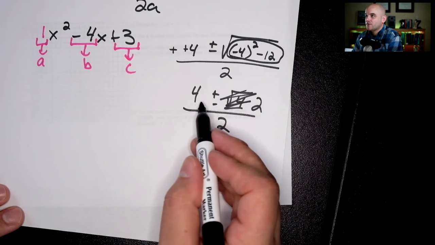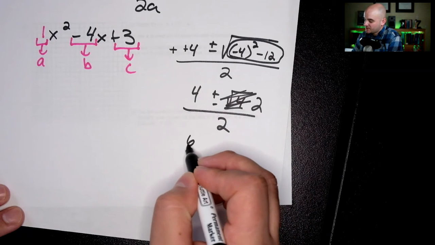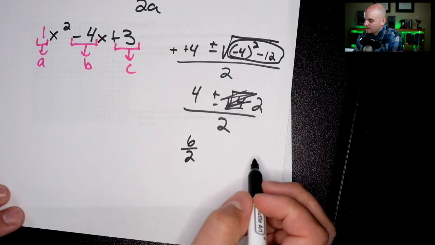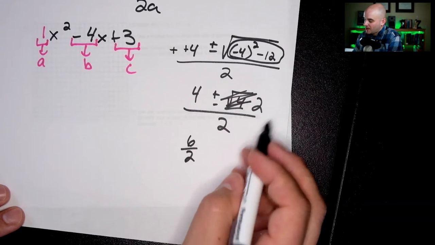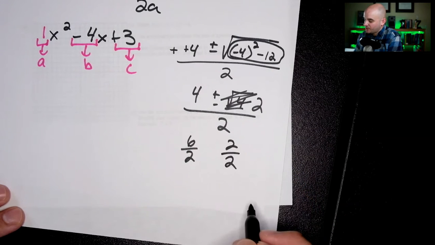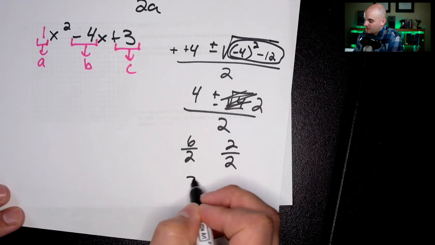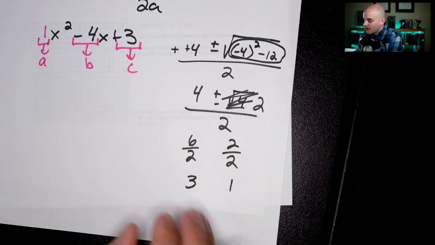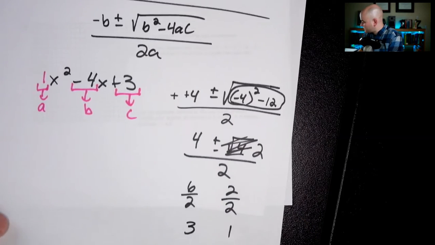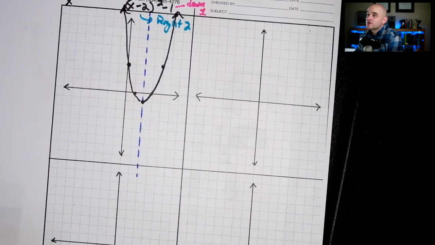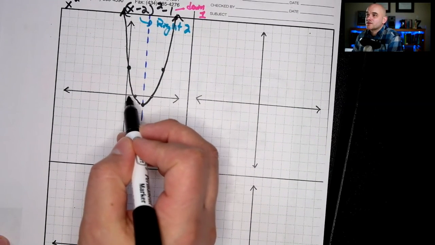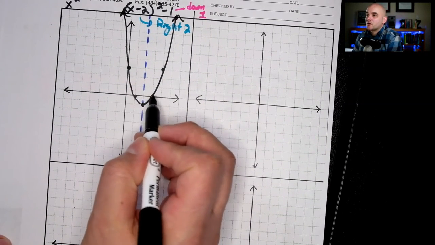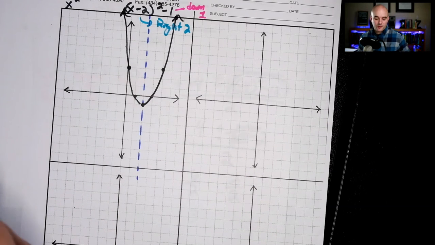So I could have 4 plus 2, which is 6 over 2. And then I have 4 minus 2, which is 2 over 2. And so we get our zeros to be 3 and 1. And that should make sense because let's go back and look at our graph. And notice on our graph, we are crossing at 1 and we are crossing at 3. And that's what the quadratic formula helps us do. It helps us find those zeros and roots of a quadratic.